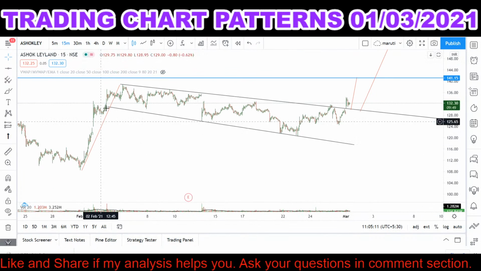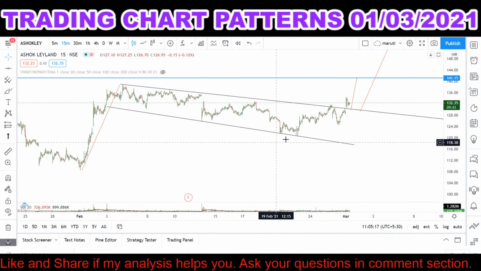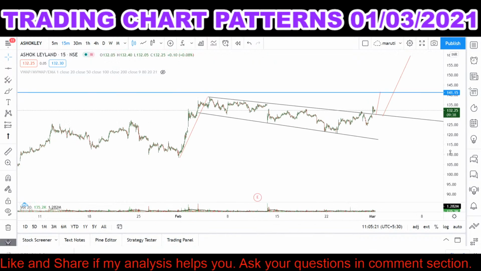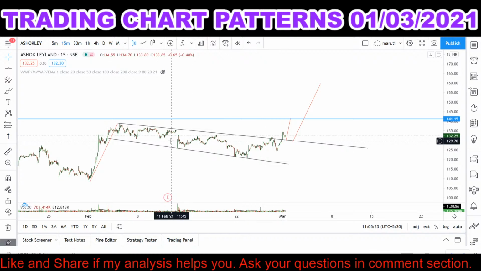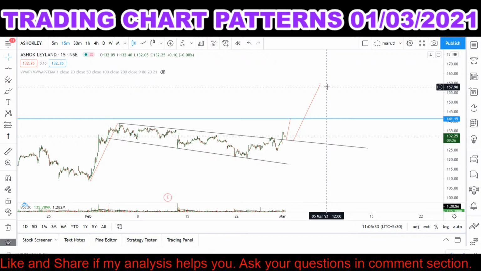How can this happen? See, this was my drawing. This is the resistance line. This is actually some sort of a flag and pole kind of pattern, so firstly it will give the target of this channel on the upside, 141, then again it will come and retest, and if it gives a breakout above that 141, then you can surely get this target of 157, 160 rupees.